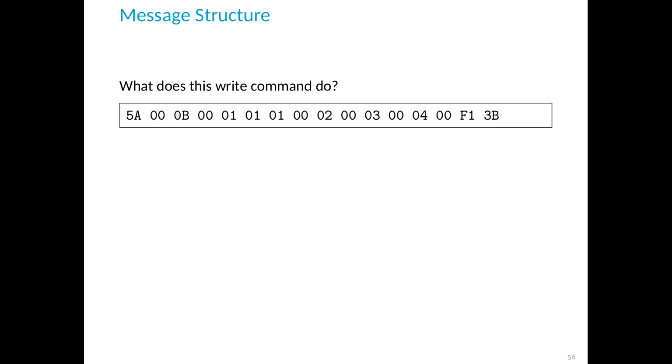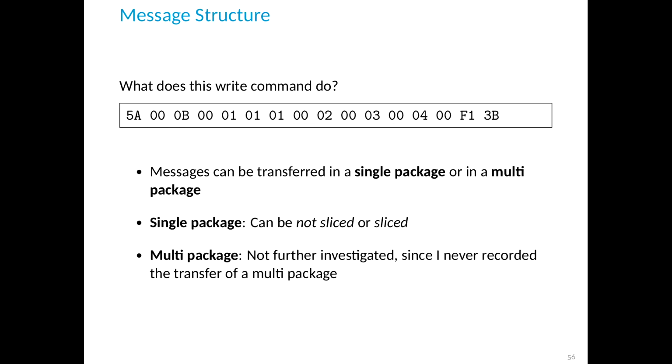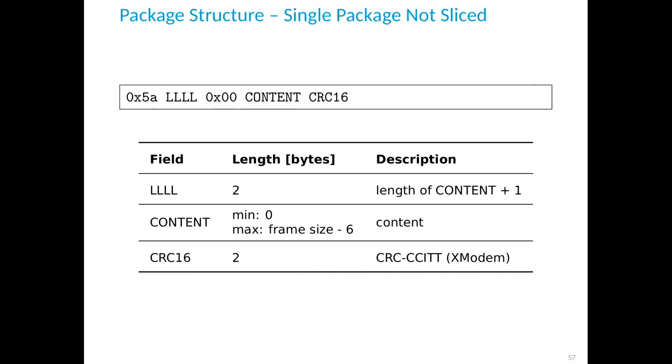So, what is the message structure of the Huawei link protocol? You remember our question, what is this write command doing? Well, a message can be transferred in a single package or in a multi-package. A single package can be sliced or not sliced. Multi-packages exist; I found that during the static code analysis, but I never saw it in action, so I have not investigated it further. So let's look into the single package, not sliced.